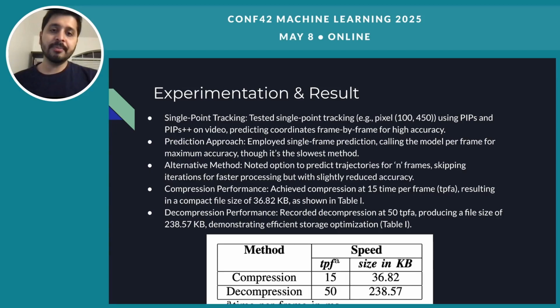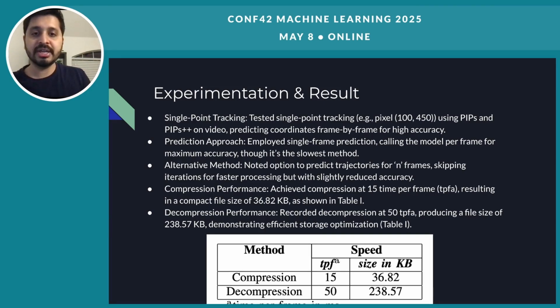So what we were able to achieve is a compression time of 15 milliseconds per frame, resulting in a size of 36 kilobytes. That's the average size per frame which we are compressing here, and it takes around 15 milliseconds per frame. So say we have 1,000 frames, it would be basically 15,000 milliseconds.